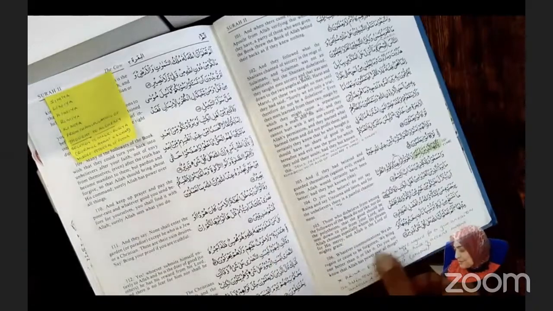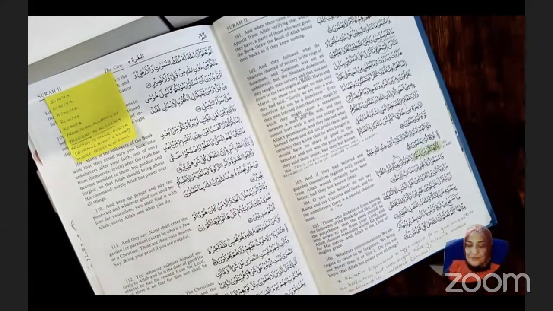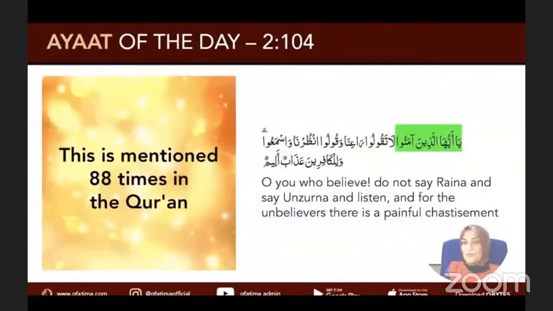Now you can see I put some descriptions at the bottom, right? So it starts off by saying, Ya ayyuhalladhina amanu, O you who believe. La taqulu ra'ina. Don't say ra'ina. Wa qulu unzurna. Say unzurna. Both meant the same. Wasma'u, and listen. You see, ra'ina in essence, it was give somebody the regard. Like unzurna, perceive them, look at them.